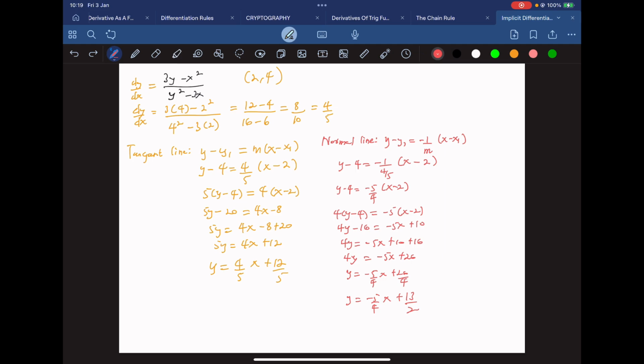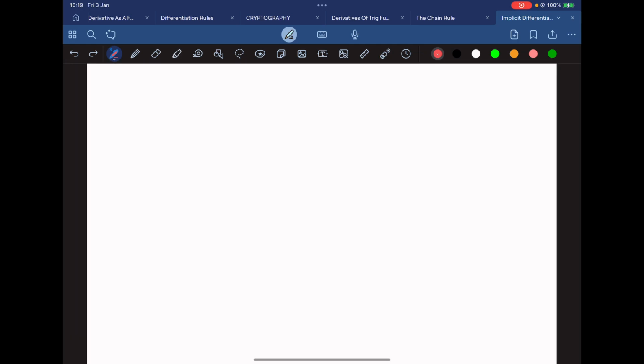Okay. Now, let's move on to the next question. For the next question, let's find dy/dx in, okay, we have 3xy plus 7 squared is equal to 6y. So how do we solve this?